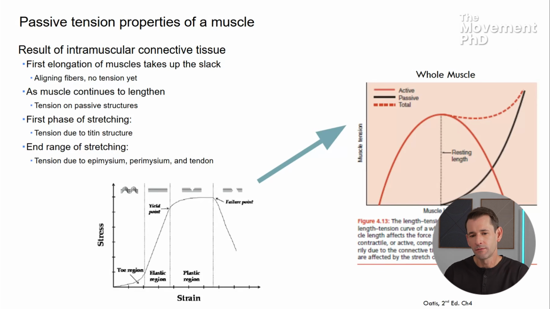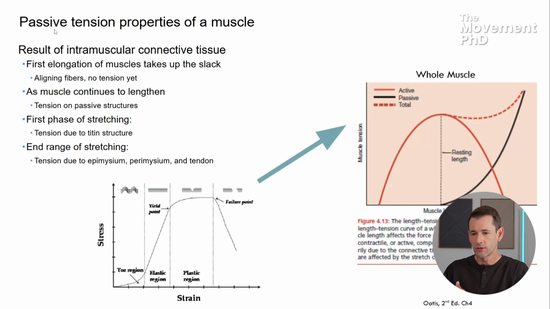The active component of a sarcomere is not the only thing that affects the overall tension of a muscle. That intramuscular connective tissue, and we all remember what that is, right? That's the epimysium outside, perimysium in the middle, endomysium at the lowest level, also titin, which is a connective tissue within the sarcomere itself. These connective tissues also contribute to the properties of the muscle.